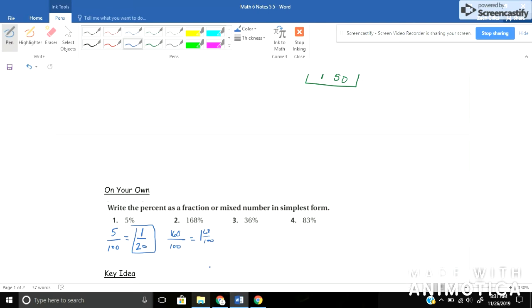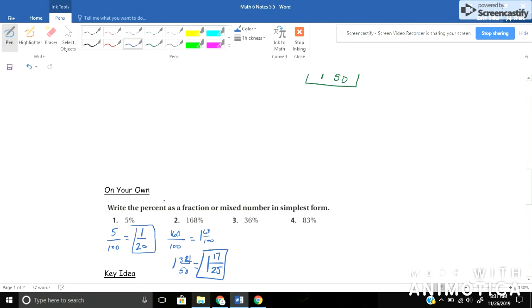Well, they're both even, so you could divide by 2. So if you did that, it would give us 1 and 34/50ths. And 34 and 50 are even, so we could divide them both again by 2. So 34 divided by 2 would give you 17, and 50 divided by 2 would give you 25. So 1 and 17/25ths for number 2.